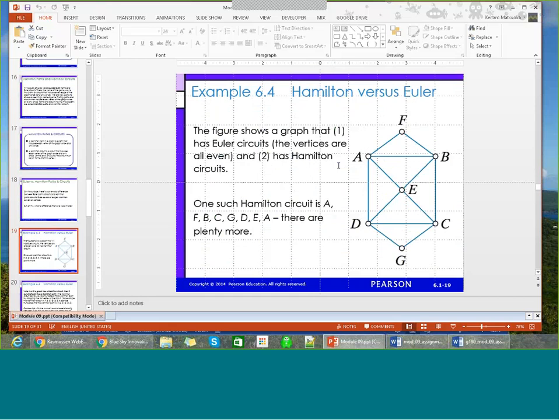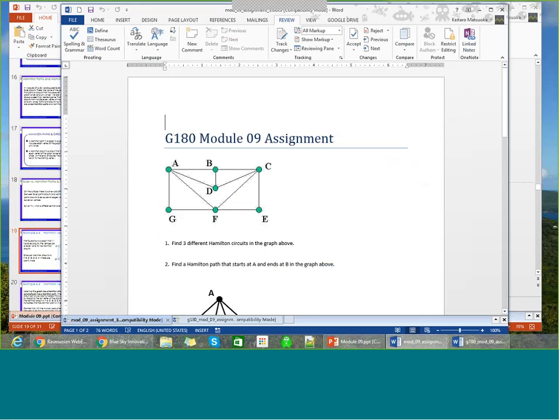So for example, let's start with A. You just have to do trial and error, but for this answer, you go A, F, B, C, G, D, E, and back to A. So I kind of went around, but we only touched each vertex once, and then returned to A. So there are many other ones. That's the kind of similar thing you have to do for your assignment here.